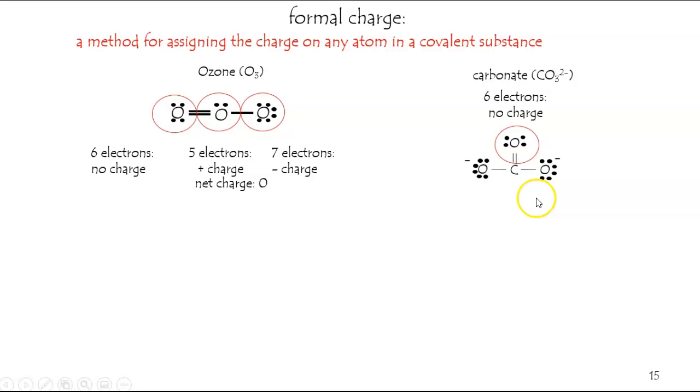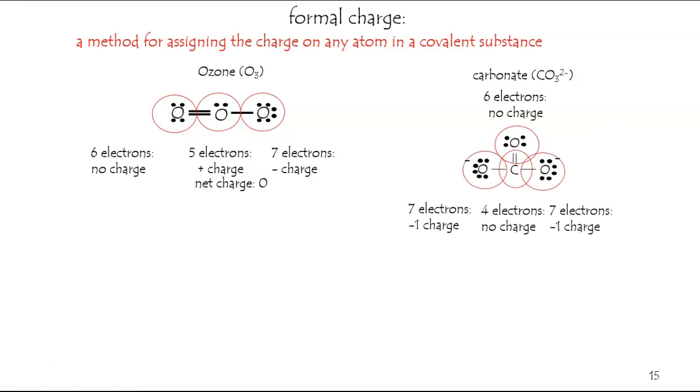When you're drawing these, you might come up with a structure that has a negative charge on carbon, but that's not reasonable. Oxygen is far more electronegative. It's the one that would naturally assume the negative charge. And there's the analysis that we went over right there. Looks good to me.